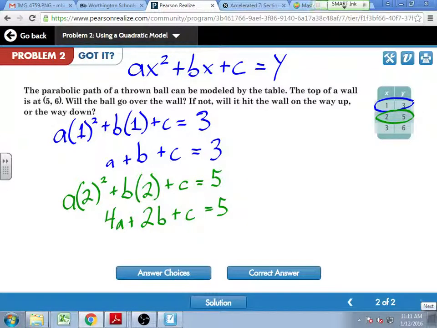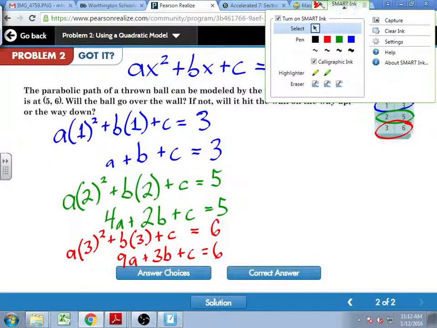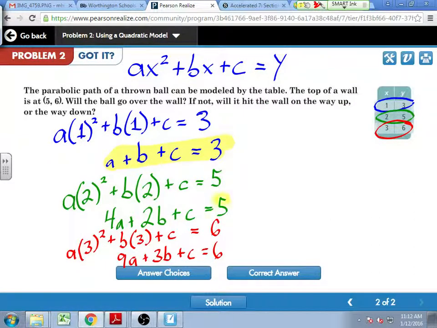And my third equation, using 3, 6. A times 3 squared plus b times 3 plus c equals 6. Gives me 9a. Or sorry, 9a, my apologies. Plus 3b plus c equals 6. I will use any two of these to combine with each other. 1 and 2 have the lower coefficients, so that will be the easier route.